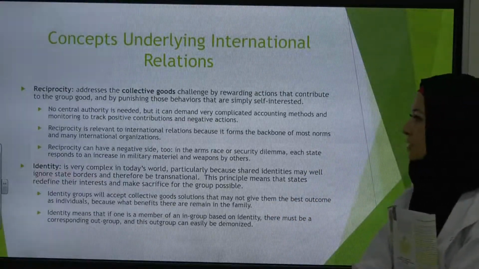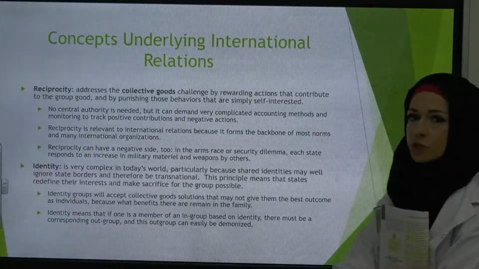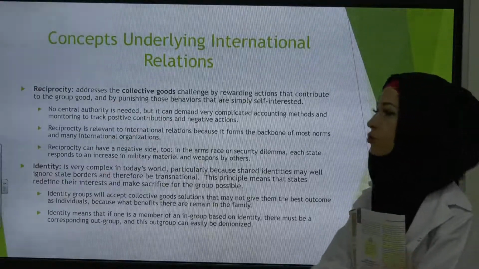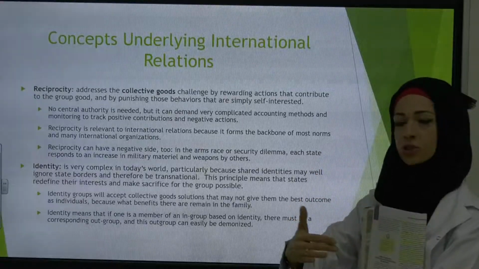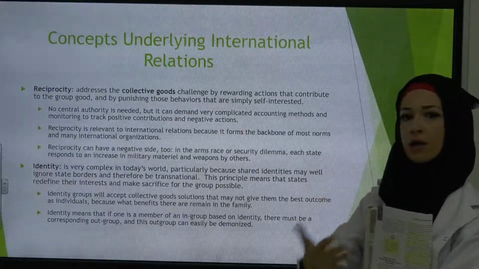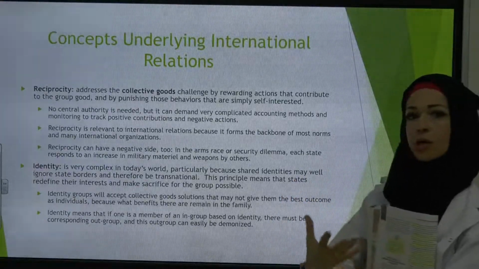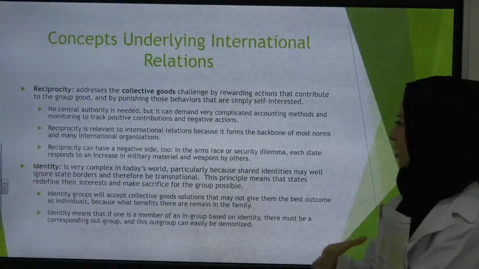Now, we'll talk about reciprocity. Reciprocity addresses the collective goods challenge by rewarding actions that contribute to the group good. So if I do something favorable to a state, I want the same reaction, reciprocity, for them to also provide me with a good, or to provide me with a service, or to provide me with protection.